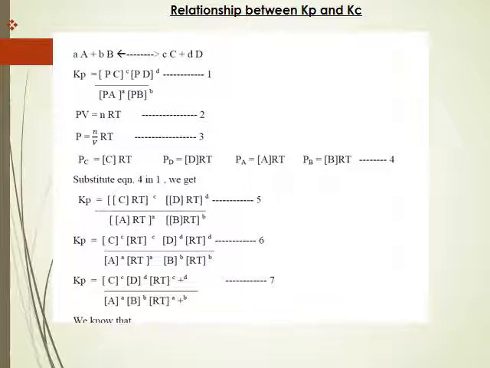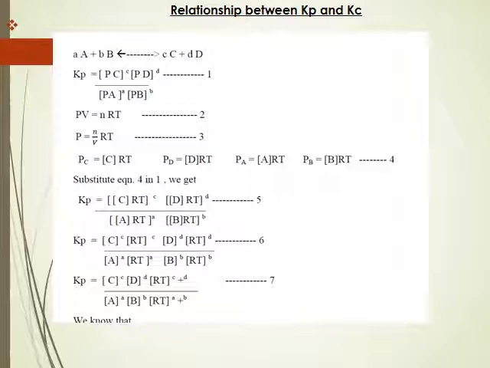Now, in the first equation, Pc can be written in terms of n by V, which is nothing but the concentration of the molecule. So it is the concentration of C into RT. In the same way, Pd is the concentration of D into RT, and likewise Pa and Pb. Now we are going to substitute equation 4 in equation 1. So we get Kp, where Pc is written as concentration of C into RT to the power small c, and in the same way D into RT to the power d, A into RT to the power a, and so on.